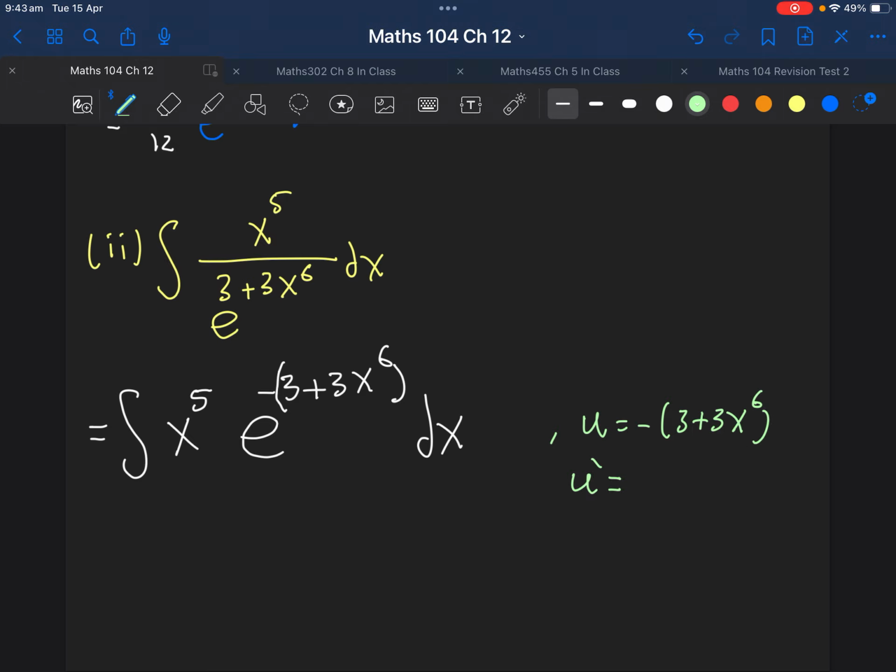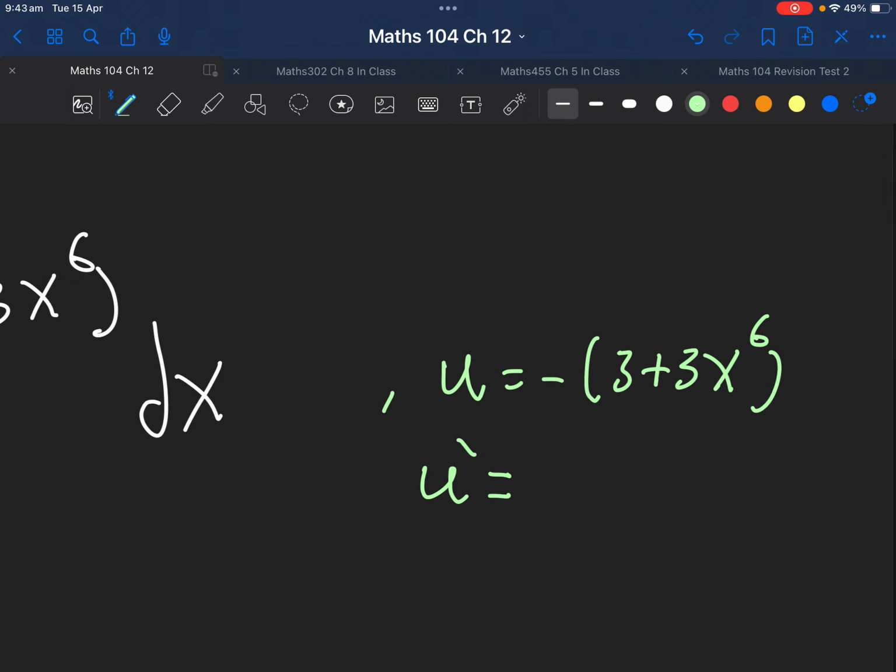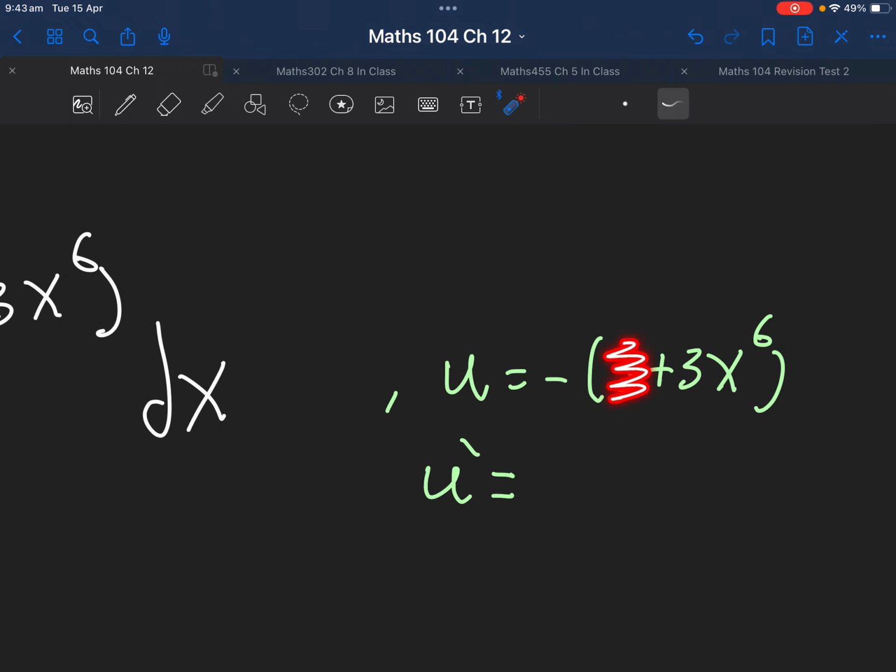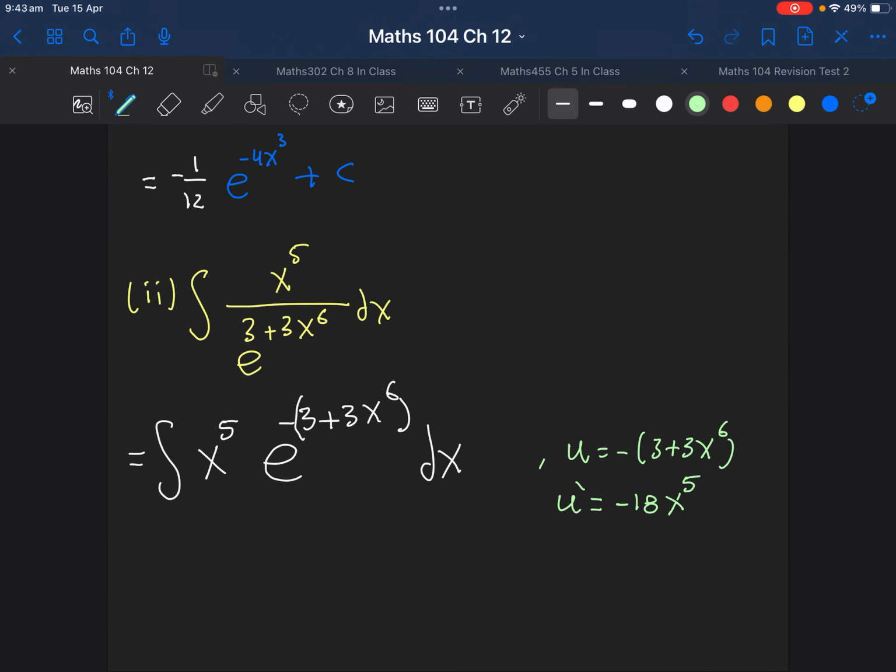And now you ask yourself, what is u prime? Well, u prime, derivative of 3 is 0. Derivative of x power 6, it will be 6x power 5. But there is a 3, so the answer will be negative 18x power 5. Now, what do I have in the question? Do I have x power 5? That's good news. So I'm missing only negative 18, which is just a number.